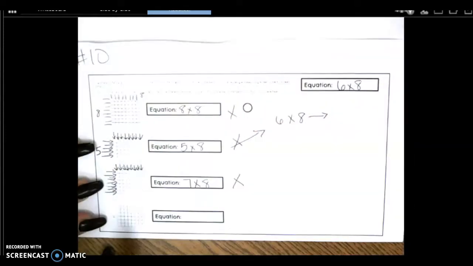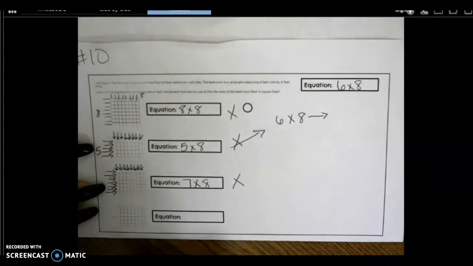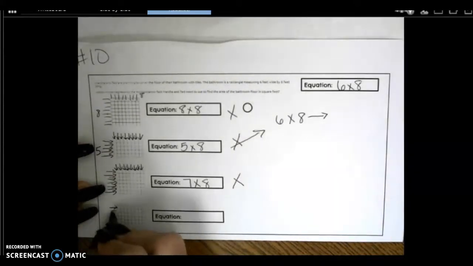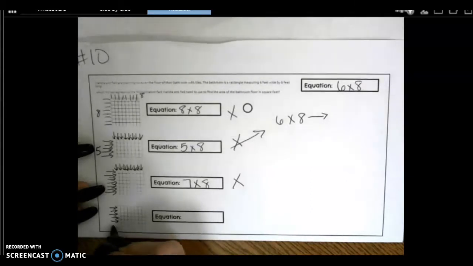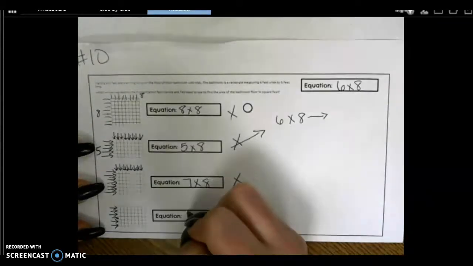Well, boys and girls, that only leaves D. But since we're responsible mathematicians, we're going to try it. We're going to count them out. Let's count our rows. 1, 2, 3, 4, 5, 6. So, boys and girls, we have 6 rows. So we know our first factor is 6.